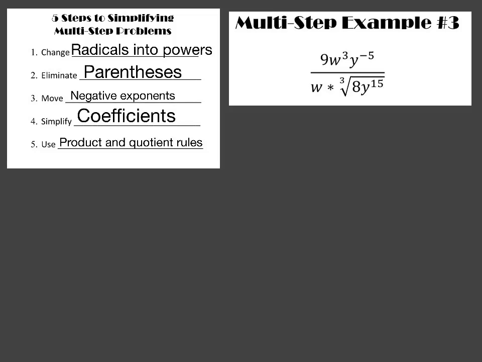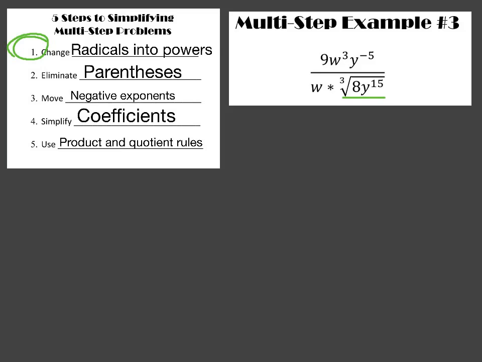Okay, here's another multi-step example. Again, we have our steps to solving multi-step problems over to the left here that we're going to follow to try to simplify this problem. So, starting with step number 1, I need to change my radicals into powers. Okay, so I'm looking for my radical symbol, and I do happen to have that over here in my problem.